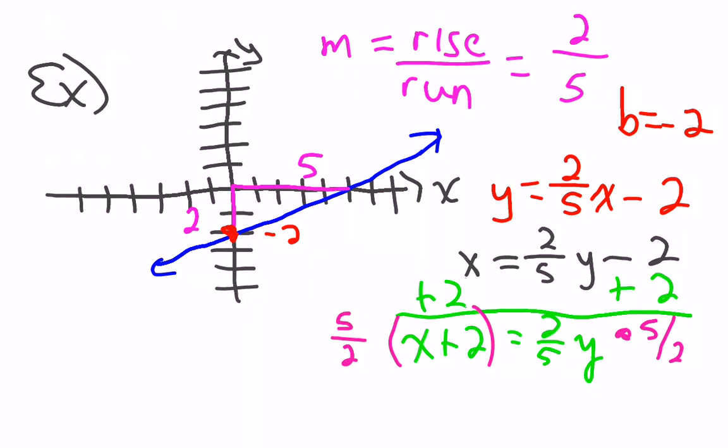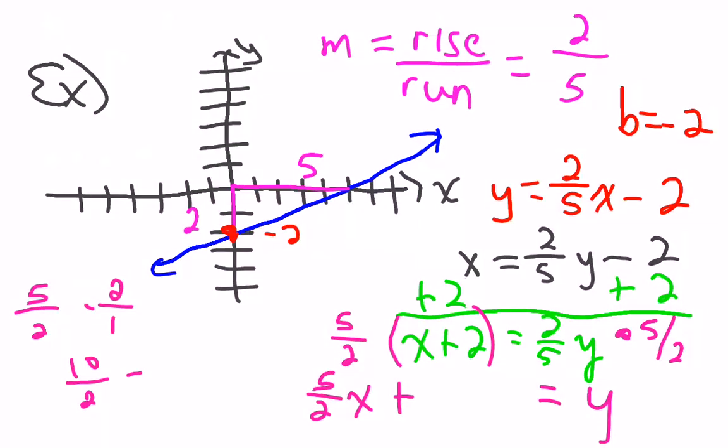Either way works. When I do that, 2/5 times 5/2, 2 times 5 is 10, 5 times 2 is 10, 10 divided by 10 is 1. So we have y on this side. Now we want to go ahead and distribute that 5/2. So 5/2 times x is 5/2 x. And then 5/2 times 2. So remember, it's 5/2 times 2 over 1. And so then we get 10 over 2, which is 5. And so our inverse equation is y equals 5/2 x plus 5.